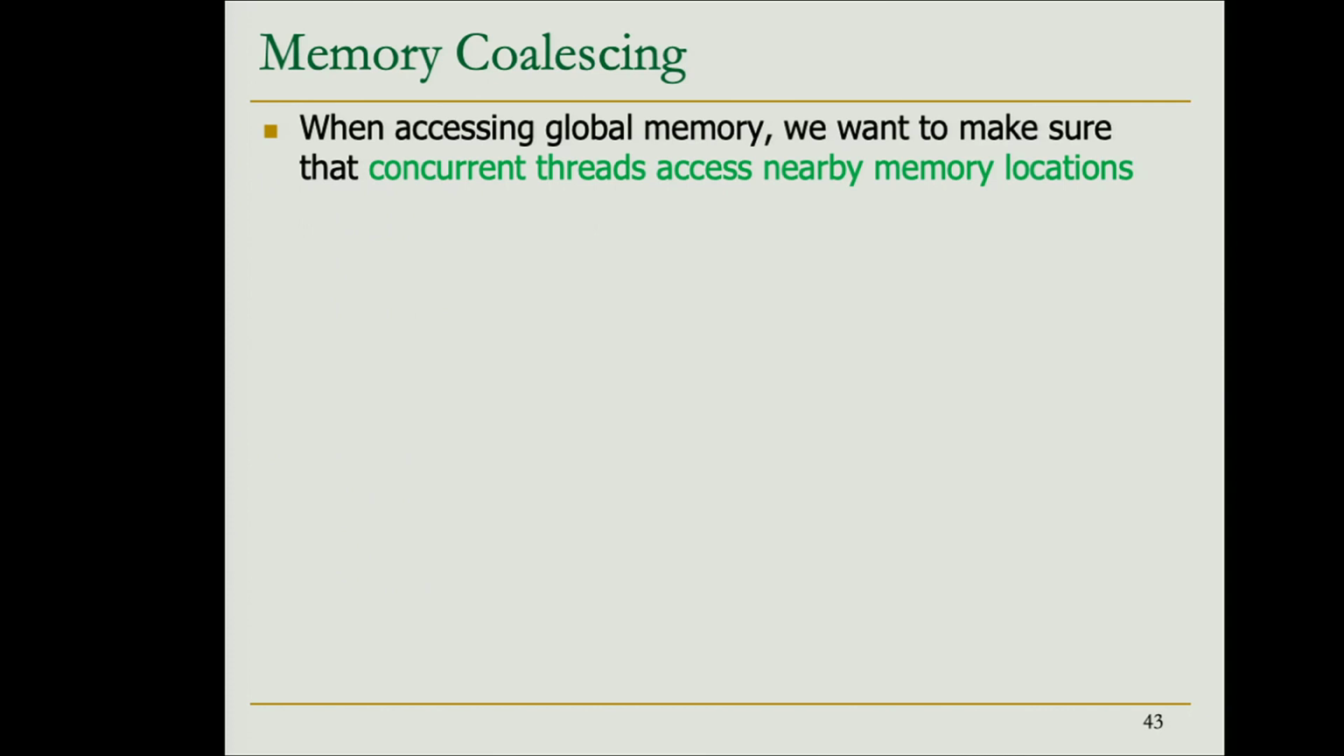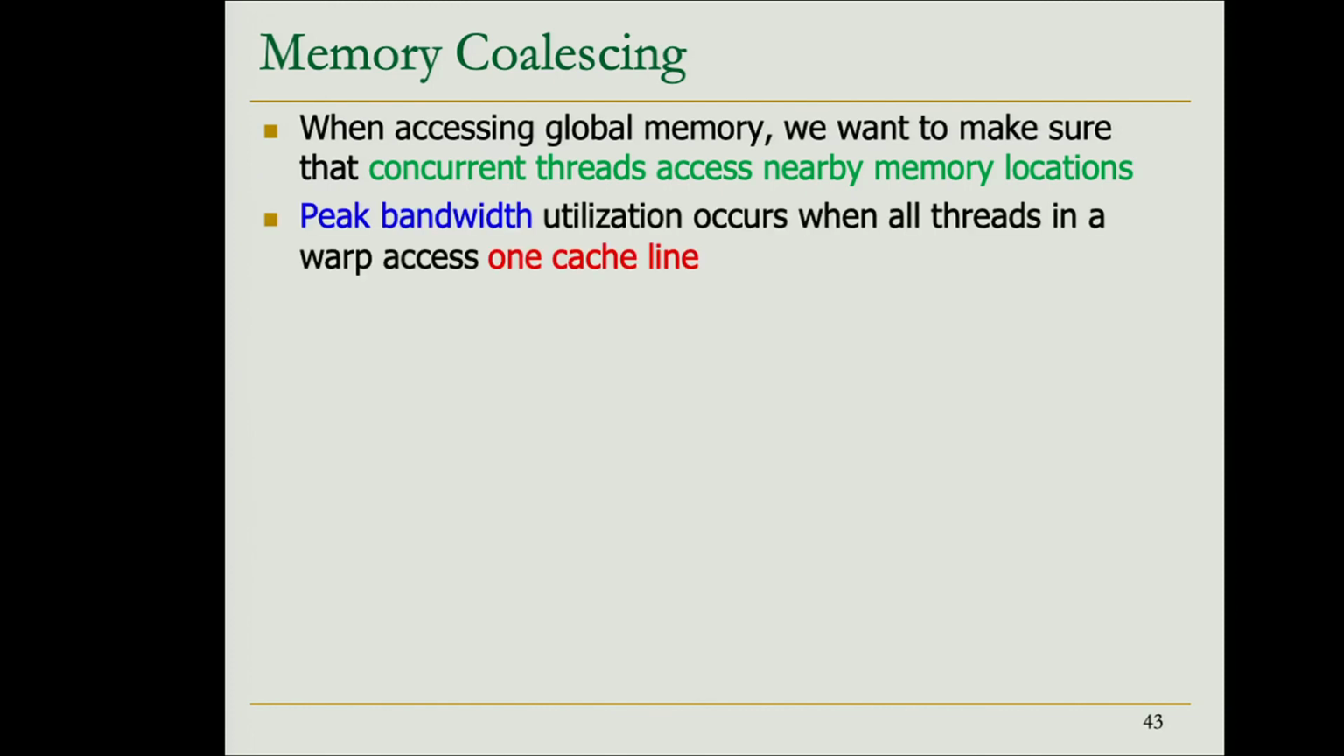Okay, second important consideration for the memory access is the memory coalescing. What does it exactly mean? This means that when accessing global memory, we should try to make sure that concurrent threads access nearby memory locations. That's, let's say, the most basic definition of memory coalescing. And this is actually the way of achieving peak bandwidth, when all threads inside a warp access one single cache line.